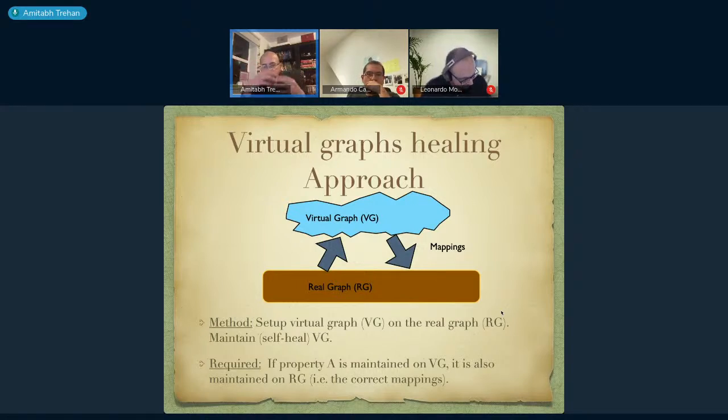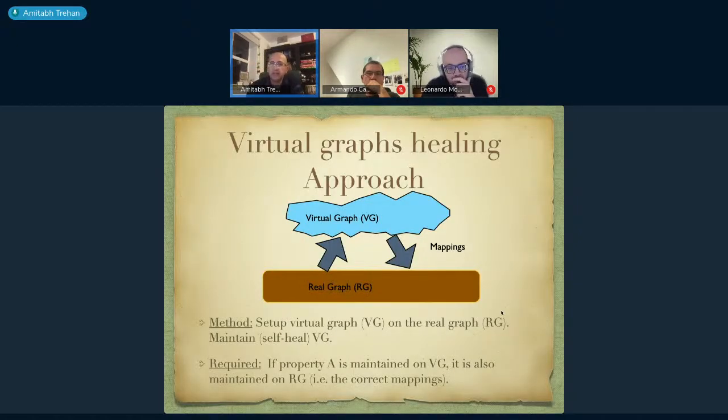but that idea is now this real network looks like a tree, whereas the virtual network looks like a tree, and I always maintain it like a tree. So now imagine that you have a real graph and then you create a virtual graph like this above that. And what you want to do, like we said, I say here method, is you want to set up this virtual graph on this real graph and then you maintain the virtual graph. You don't really think about the real graph. And supposing you have some property A which you want to maintain.